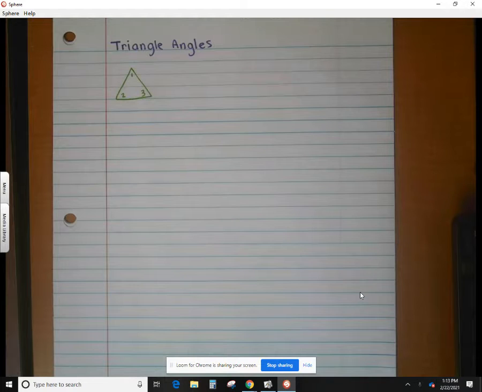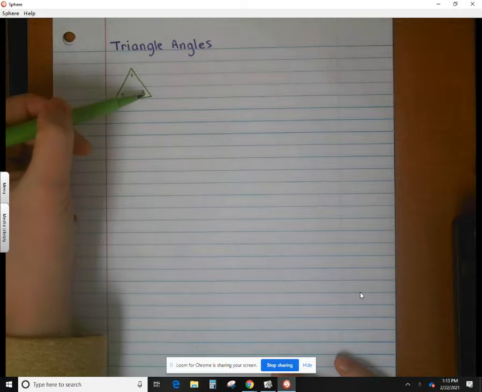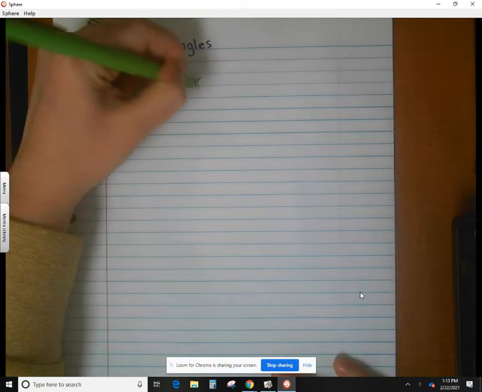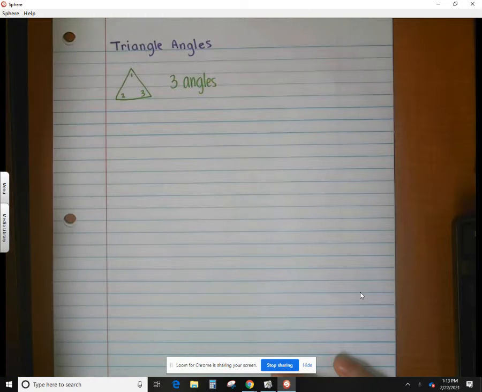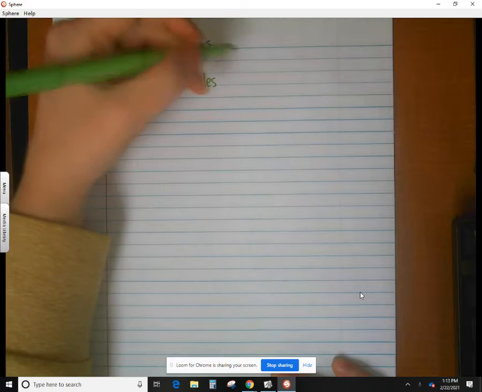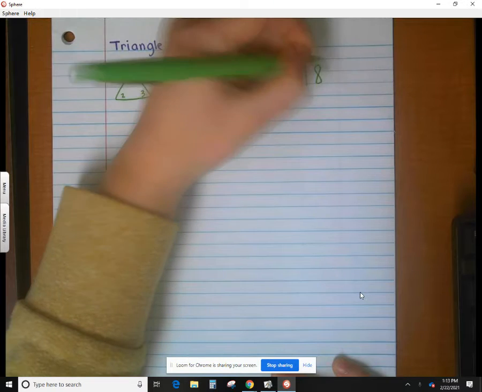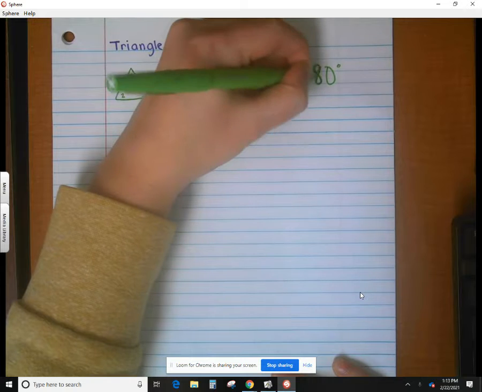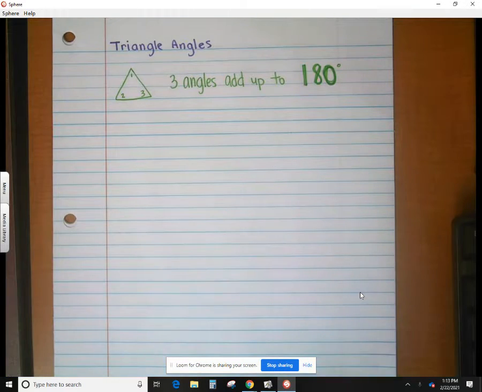about the angles in a triangle. So if you think about a triangle, it's got three sides, so it also has three angles. And those three angles, no matter what the triangle looks like, how big the different sides are, or the different angles, the three angles always add up to 180 degrees. Always, always, always 180 degrees. I'm going to make that really stand out.